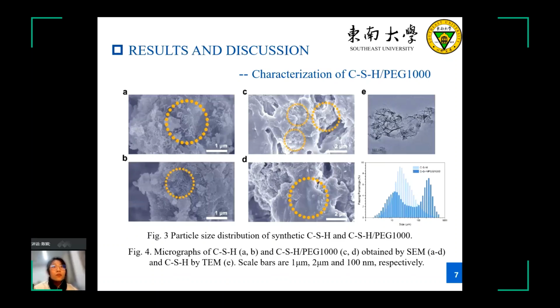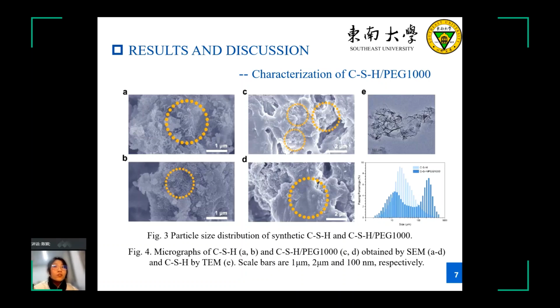For composite, part of PG1000 entered and fills the internal pores of CSH, and part is wrapped on the surface of CSH. As a result, the particle size of the composite shows a bimodal distribution with average size of 45 micrometers. SEM and TEM exhibited in figure 4 show the cluster of CSH composed of nanosheets and the pores between the randomly oriented clusters, forming a 3D network structure.